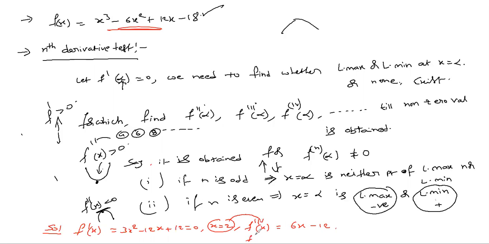So that's why we want the triple dash, a non-zero derivative. Triple dash means 6, which is non-zero. But this is an odd-order derivative. So whenever an odd-order derivative is non-zero, it is neither local maxima nor local minima. Neither local maxima nor local minima at x equal to 2. That's it.